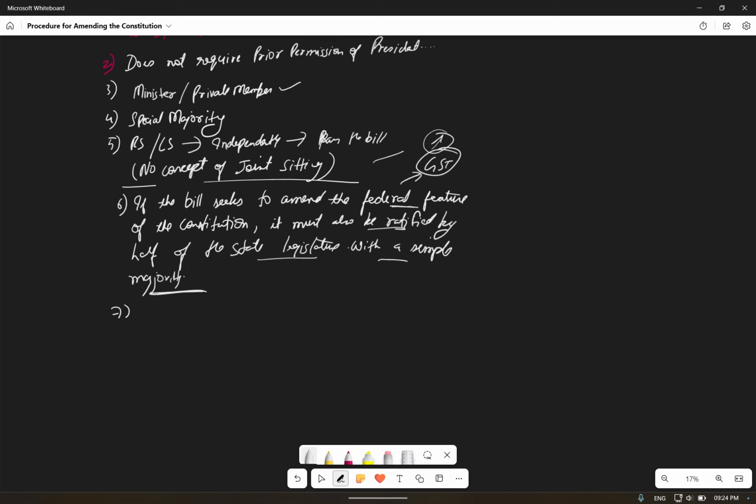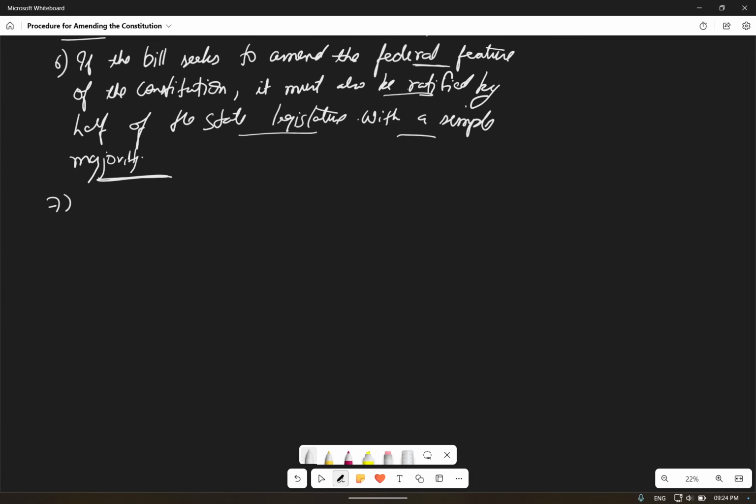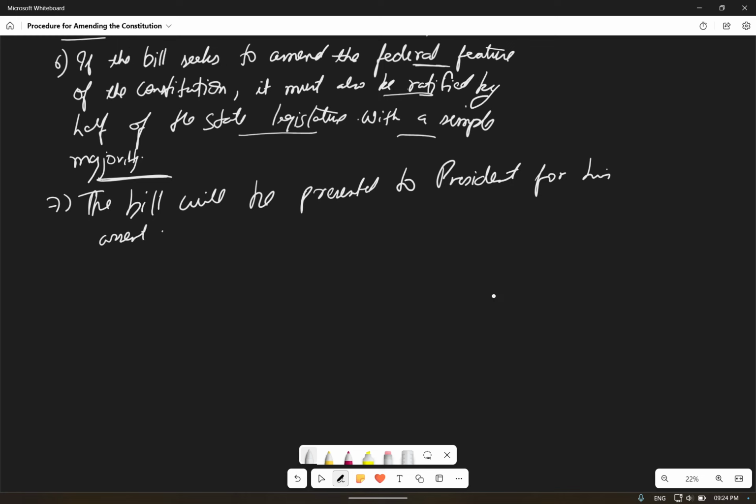Okay, after the bill is duly passed by both the houses and ratified by the states, if the ratification of the states is required, then the bill will be presented to the president for his assent. We know that introduction of the bill does not require prior permission of the president.